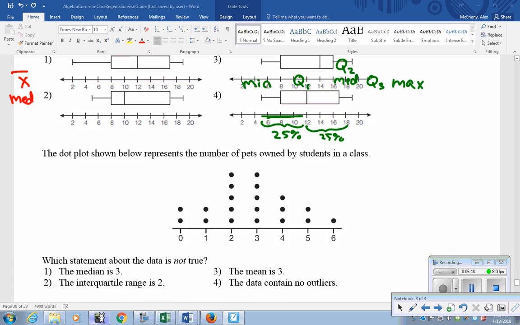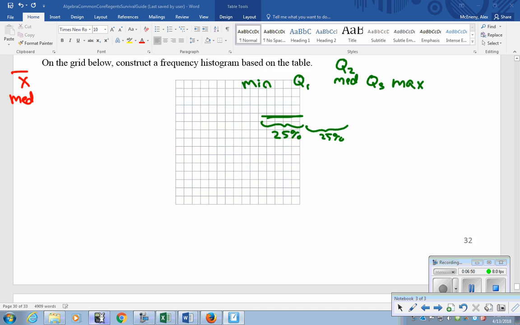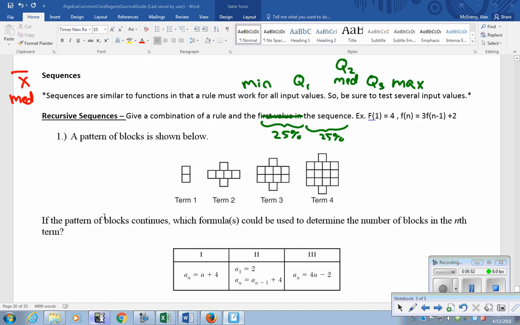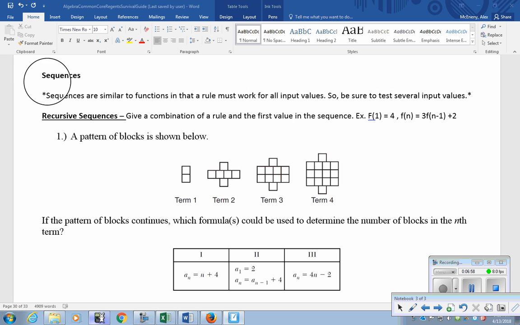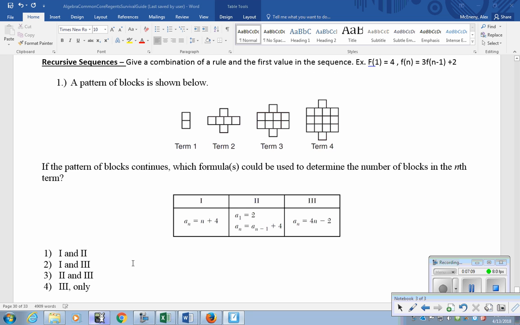Now the last part that I wanted to look at talks about sequences. Now with sequences, there's two types. There's what's called a recursive sequence, which we'll look at an example of, and explicit, which is basically similar to a function. So if you look at this first question right here, there's a pattern forming with a number of blocks, how it's changing.